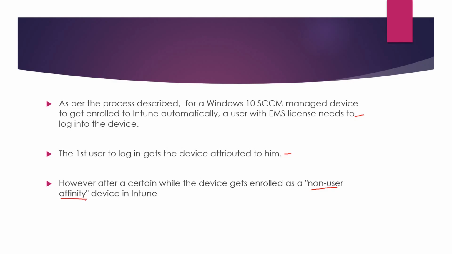You can think of this state as just like a DEM device without user affinity. Similarly, the Windows device is going to be enrolled without any user affinity, but the device is going to get enrolled. We are going to see all the event logs, how that happens. The device will be shown in the Intune portal as well.